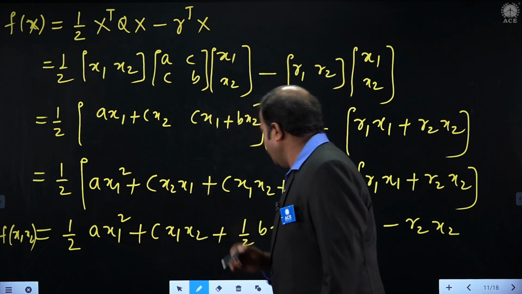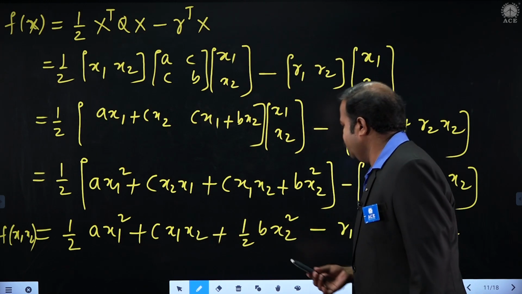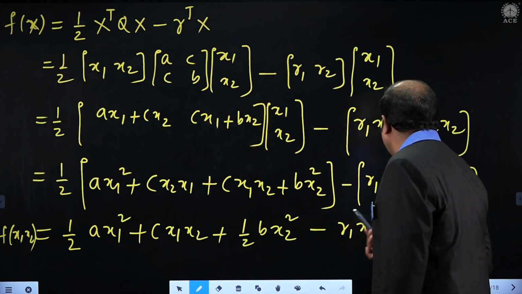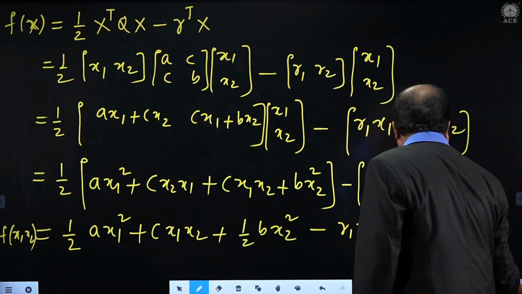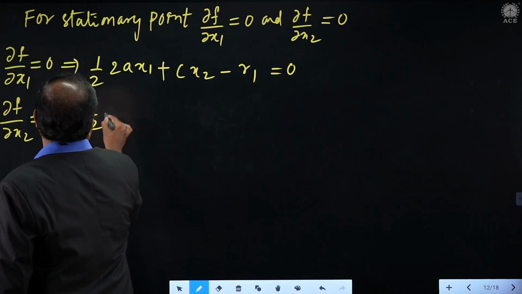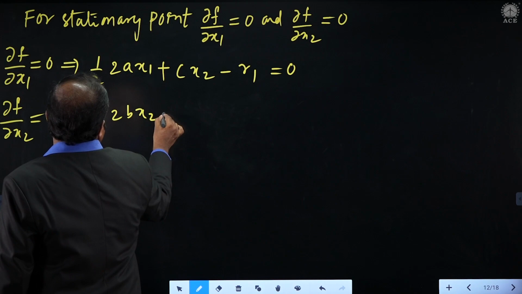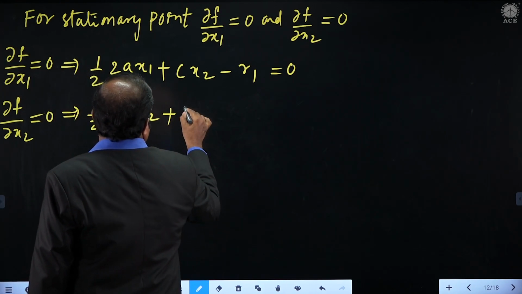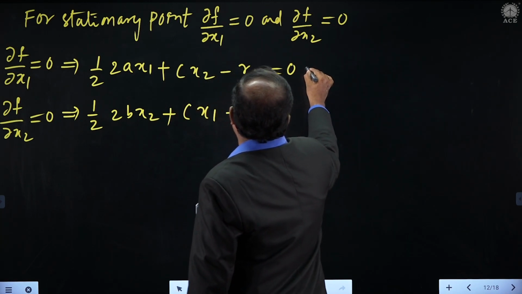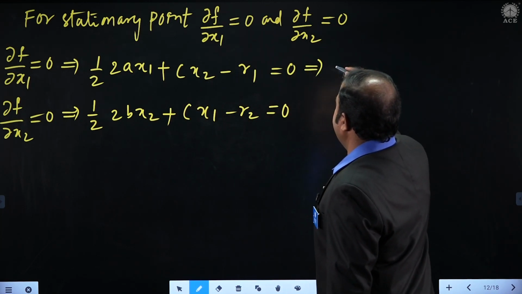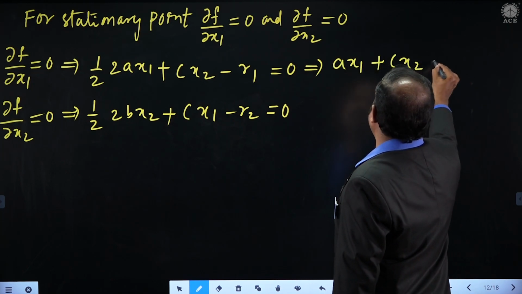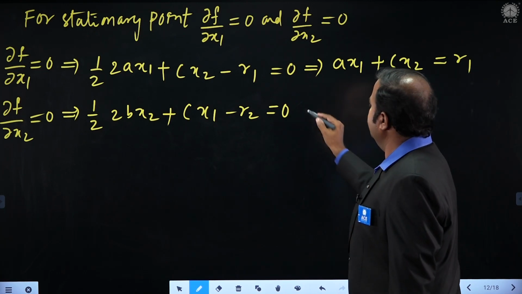Derivative of this term is 0. This term is what? cx1. This term is what? 2b x2. This term is 0, this term is r2. So, therefore, half into 2b x2 plus cx1 minus r2 equal to 0. That implies, this is what? ax1 plus cx2 equal to r1, one equation.